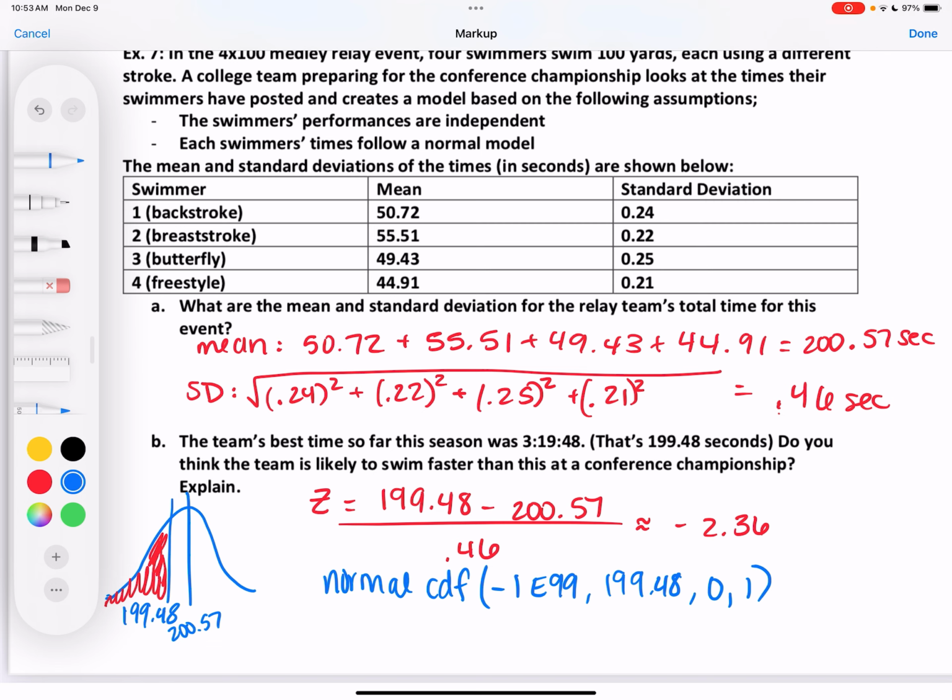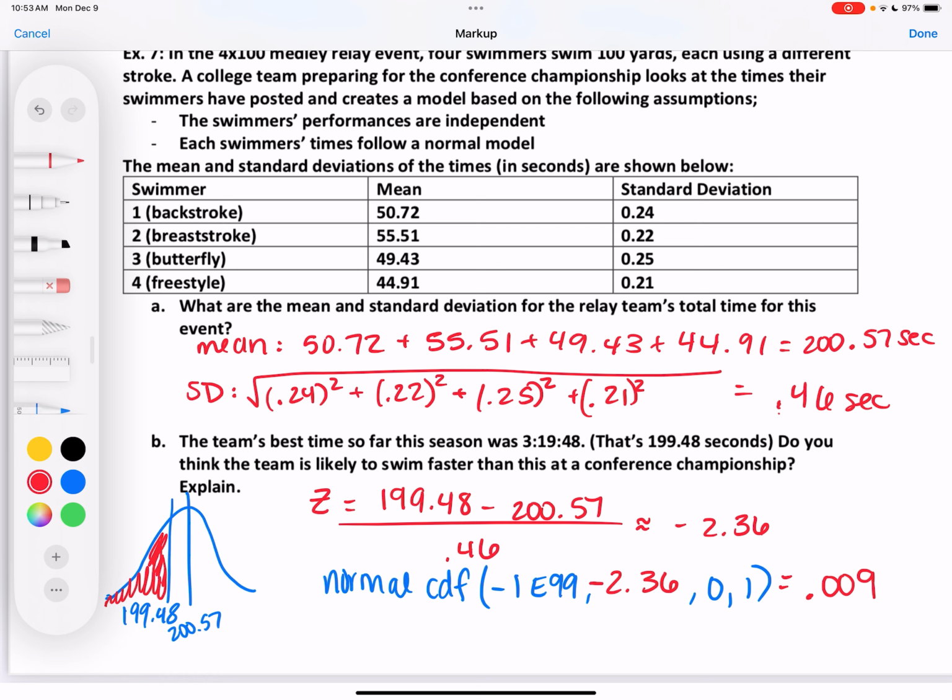Oh, yes, I did put the wrong number in here. We need the Z value going in here, not that number. This -2.36 goes in here. I knew I did something wrong because we've got to make it normal, and the Z score standardizes it, so that's where we need that. So that's -2.36. And when you do that, you should get 0.009 and so on and so forth.